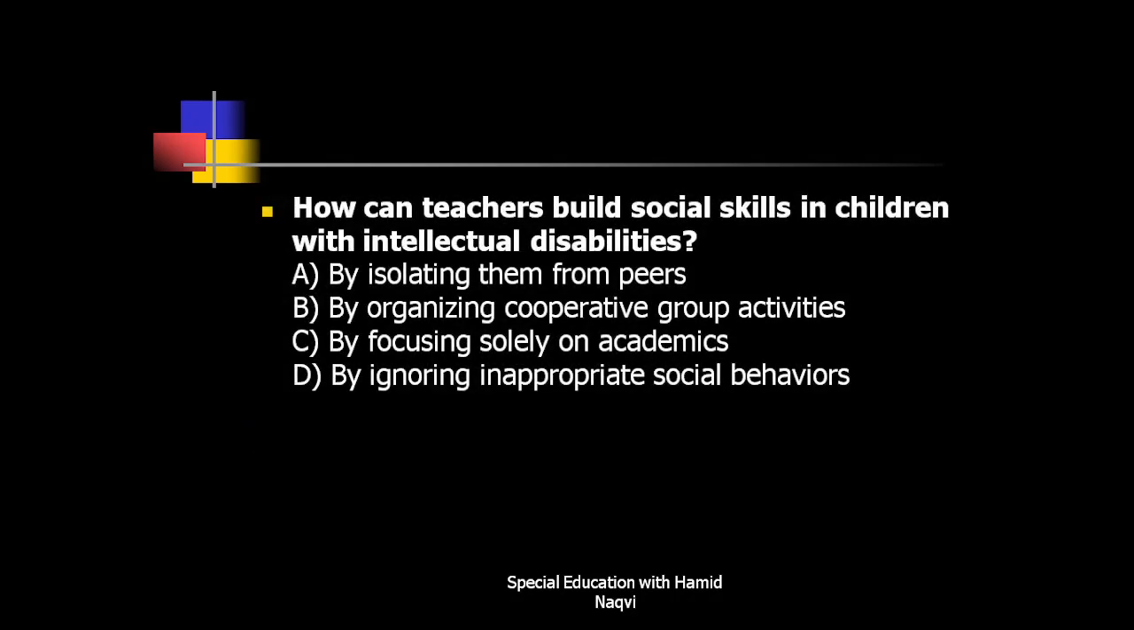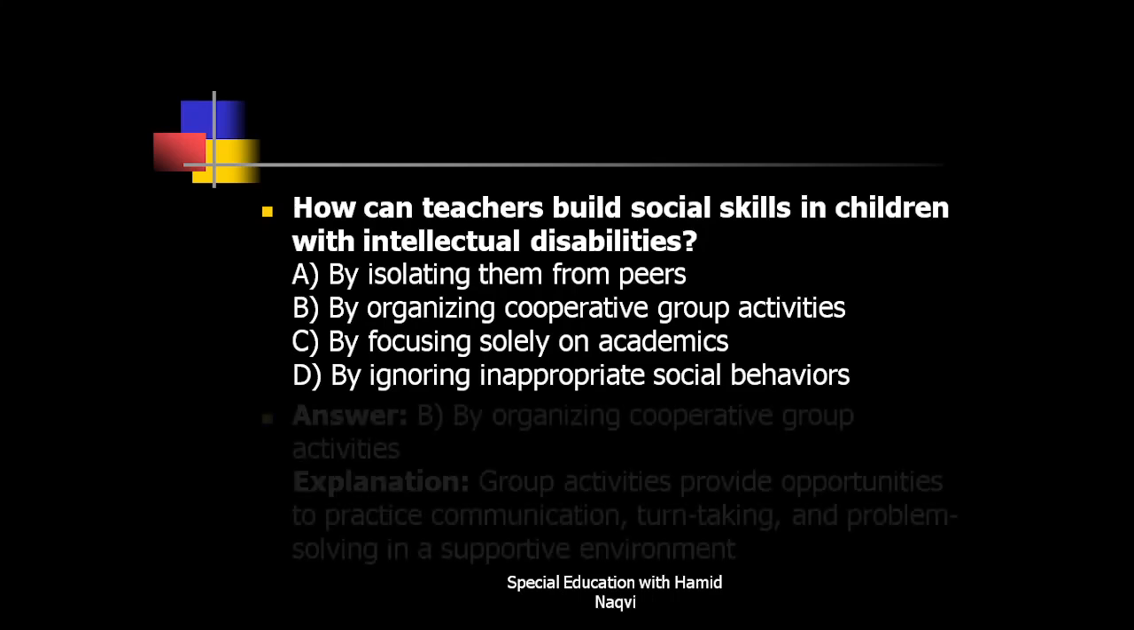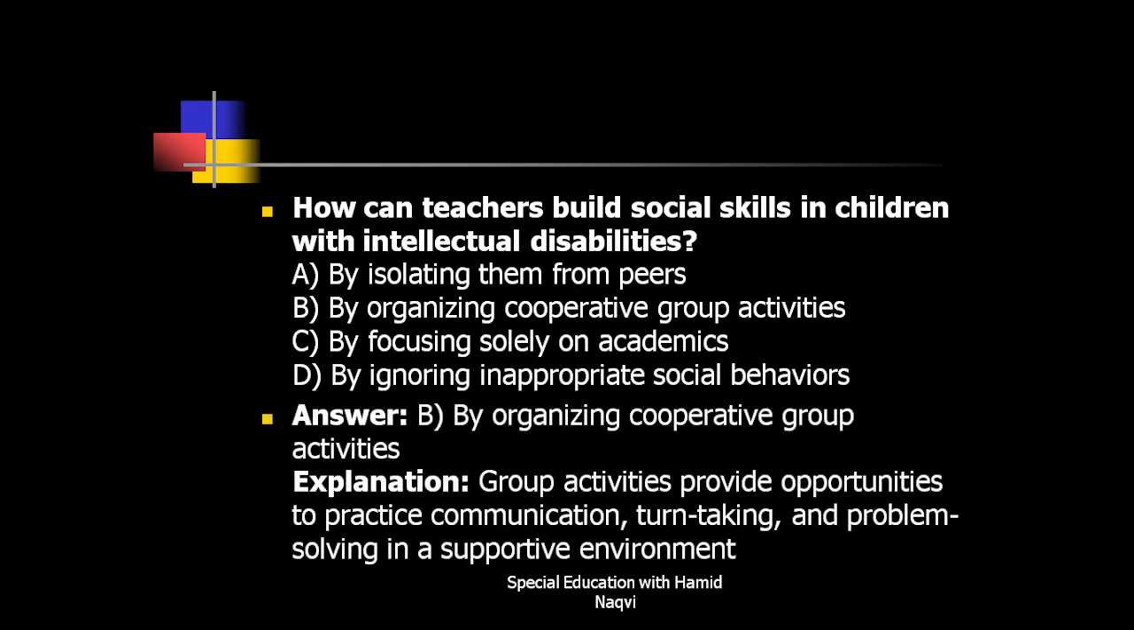Next MCQ is how can teachers build social skills in children with intellectual disabilities? By isolating them from peers, by organizing cooperative group activities, by focusing solely on academics, or by ignoring inappropriate social behavior. The answer is B, that is by organizing cooperative group activities. And the reason is that group activities provide opportunities to practice communication, turn taking, and problem solving in a supportive environment.